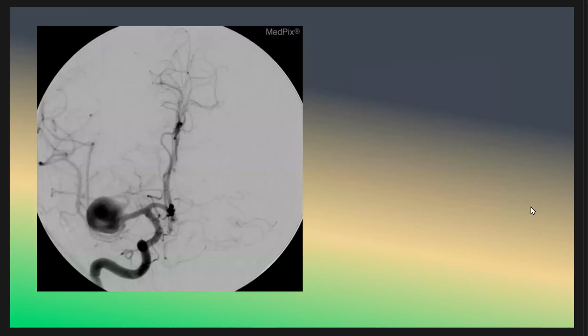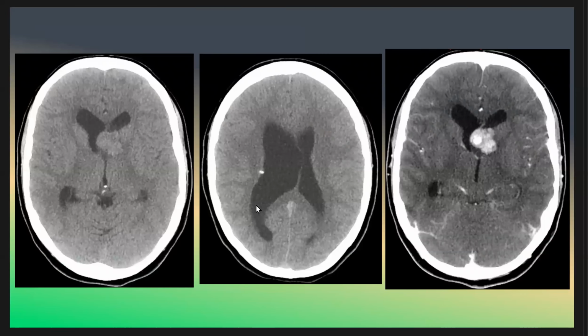Okay, this is probably the case we saw before in this series, and this is, as we see here, a selective angiogram of the right internal carotid artery, and shows a large middle cerebral artery aneurysm. Here, what do you think the patient has? What is your diagnosis?